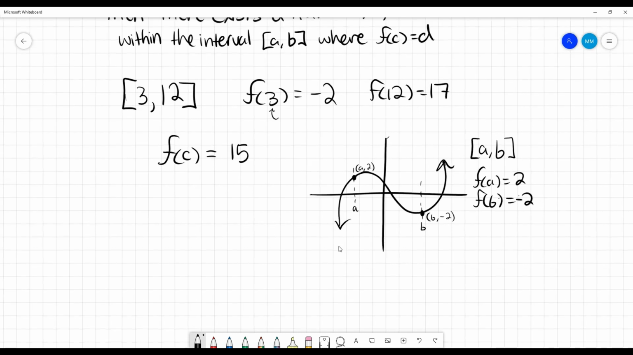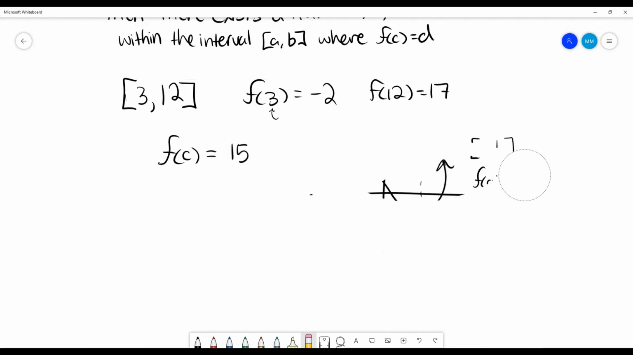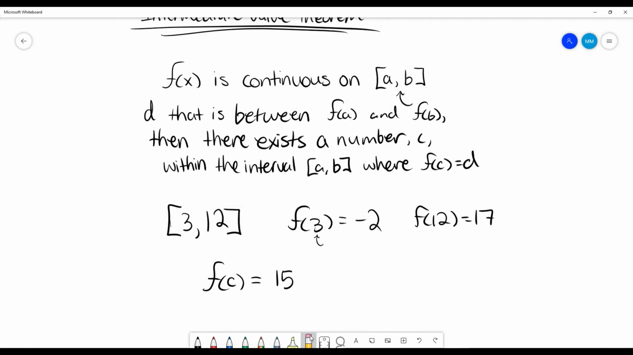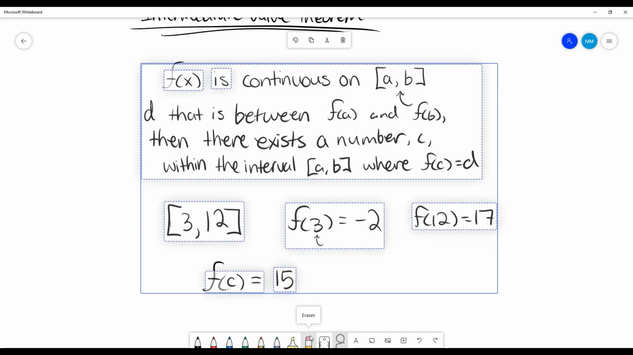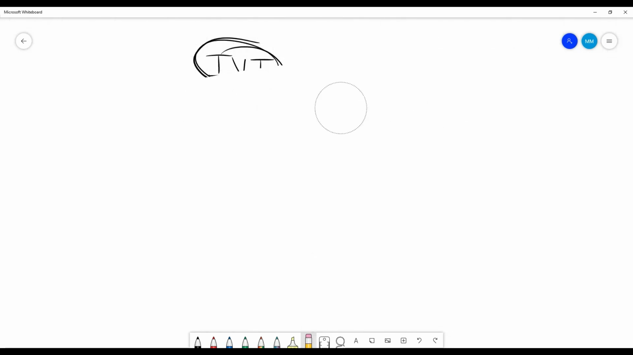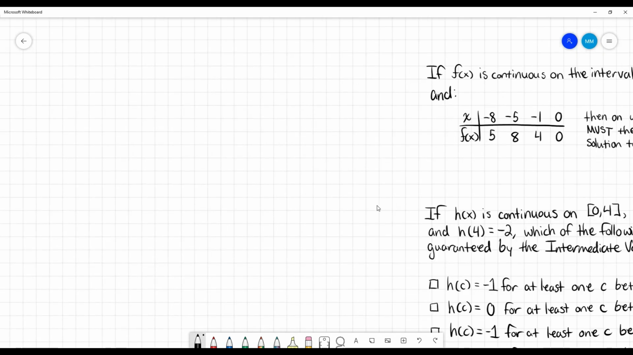All right, and on that note, I think we're going to jump to some question examples that I prepared. Hold on, let me just erase all of this because we'll need the space in a little bit.